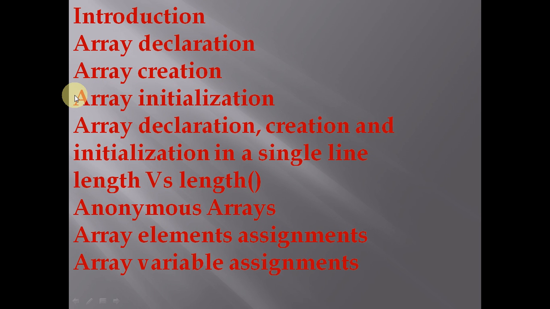In the next sessions, we will discuss array initialization, array declaration, creation and initialization in a single line, and then length versus length(). Length here is a variable name and length() over here is a method because it is suffixed with two brackets. If there are two brackets, it means this is a method name, and if there are no brackets with the name, it means it's a variable name. It has a particular meaning that we will discuss very soon, in the next video sessions.